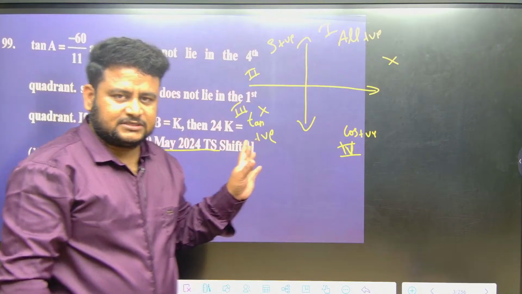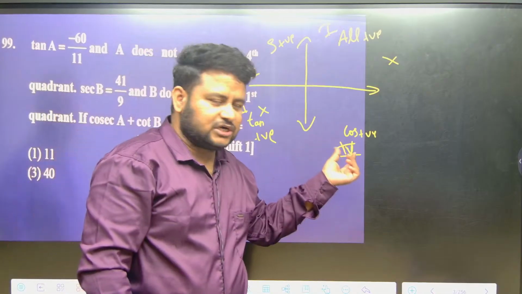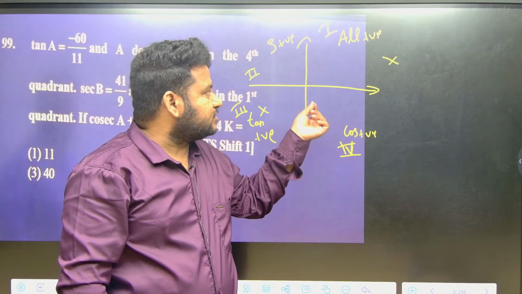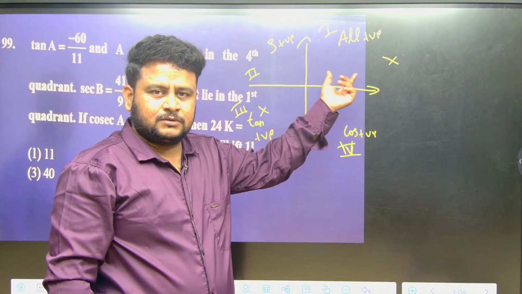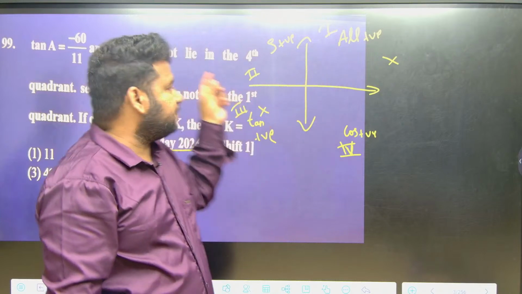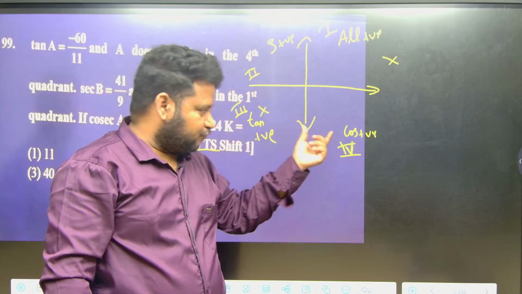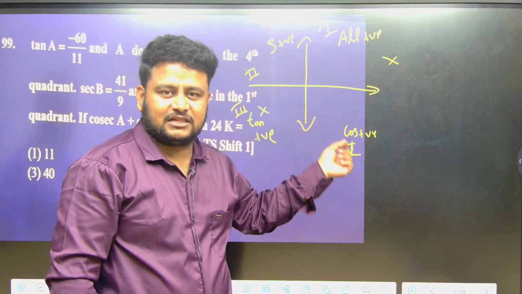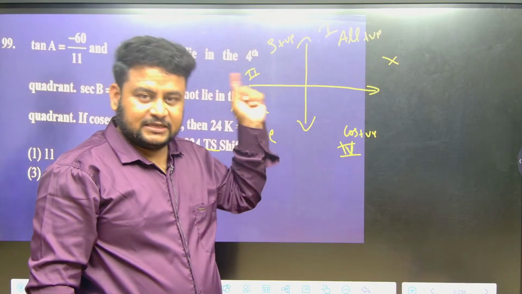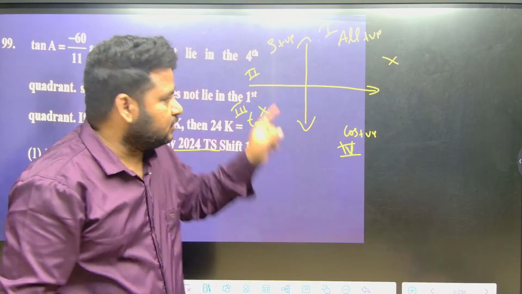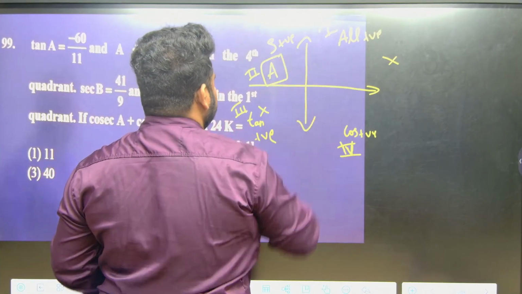Observe carefully. They have given some negative value for tan, and they are telling A does not lie in the fourth quadrant. That means tan A should come in the first, second, or third quadrant. In the first and third quadrants tan is positive, so it cannot be minus 60 by 11. Only in the second quadrant is tan negative. In the fourth quadrant also tan is negative, but A cannot lie in the fourth quadrant. That means A will lie in the second quadrant. In the second quadrant only sine and cosecant are positive, and tan becomes negative. So A is lying in the second quadrant.